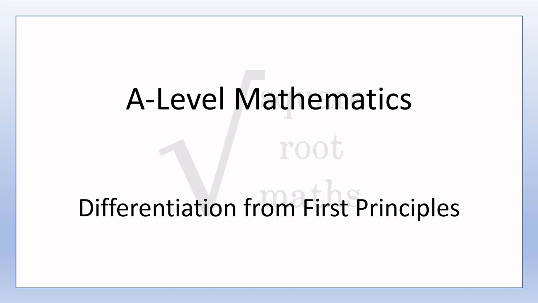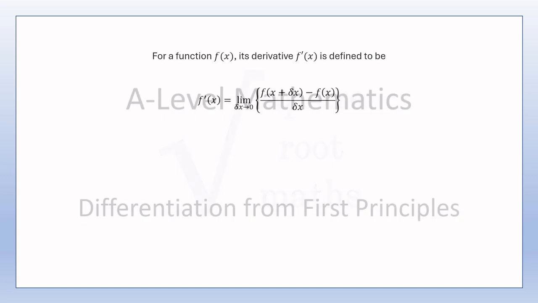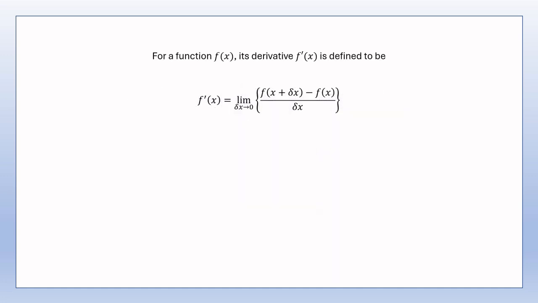So differentiation from first principles is a technique for differentiating functions, starting with the limit definition of derivative. For a function f of x, f prime x is defined to be f prime x equals the limit as delta x approaches 0 of f of x plus delta x minus f of x over delta x, where delta x represents some variable which takes non-zero values but which approaches 0.